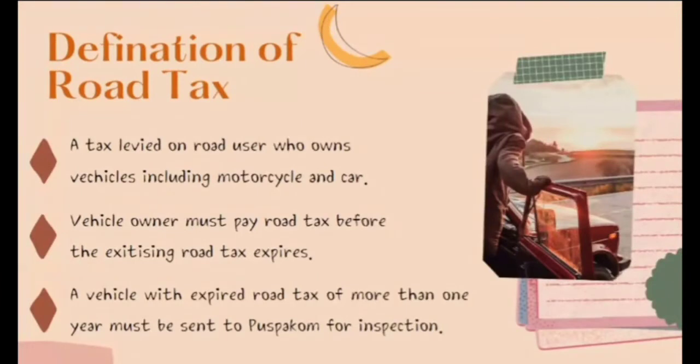Hi, my name is Shan. Do you know what road tax is? Road tax is a tax levied on road users who own vehicles, including motorcycles and cars. Vehicle owners must pay road tax before the existing road tax expires. The expiry date is printed on the road tax receipt that must be affixed or shown on the vehicle.